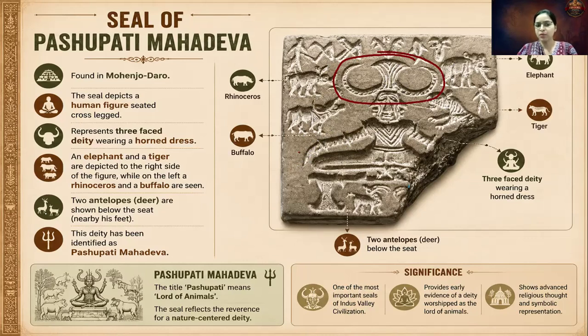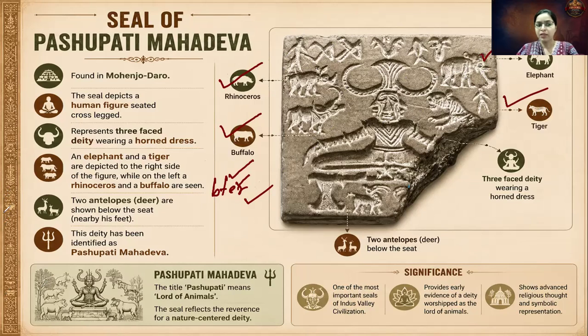So which are these animals? By the way, this was a PYQ: animals surrounding the Pashupati seal. You can remember the animals as BTER. B for buffalo, T for tiger, E for elephant, and R for rhinoceros. Can you see over here? There's a rhino, a buffalo, an elephant, and a tiger. So four animals are surrounding the deity.